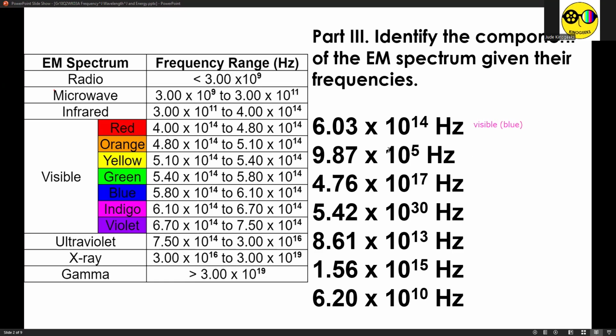Okay, next. 9.87 times 10 raised to positive 5 hertz. There's no actual direct frequency indicating a frequency raised to positive 5, but in radio, its frequency range is below 3 times 10 raised to positive 9. So therefore, this frequency belongs under radio.